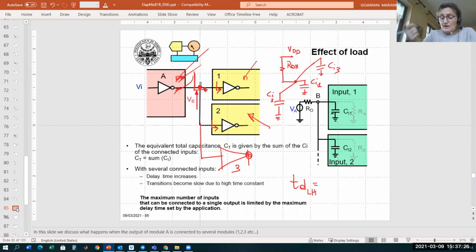In particular, in this case, if you have two capacitors, you have to sum the two capacitors. If you have 3, 4, and so on. So in total, the delay is 0.69 times ROH times the sum from 1 to n, if we connect n modules, of the input capacitance, C input of module n. Okay, clear?